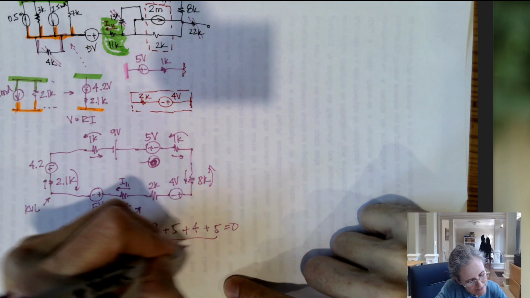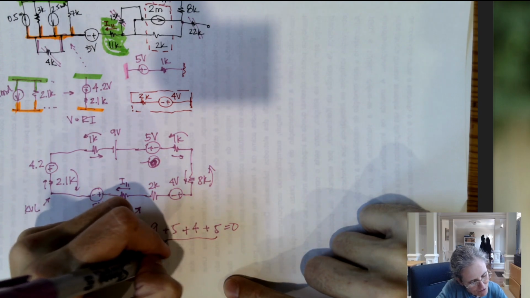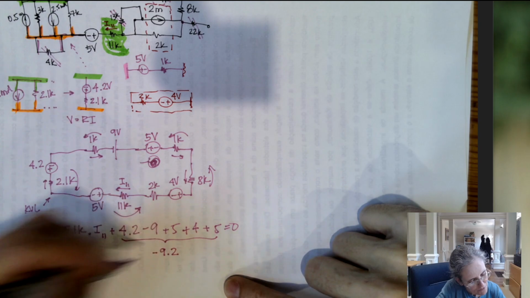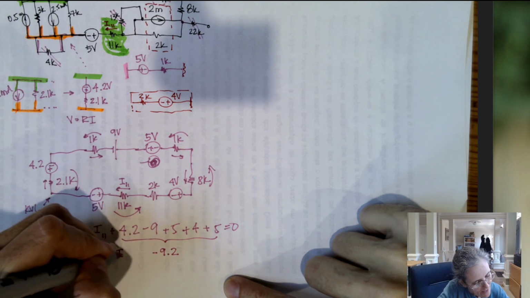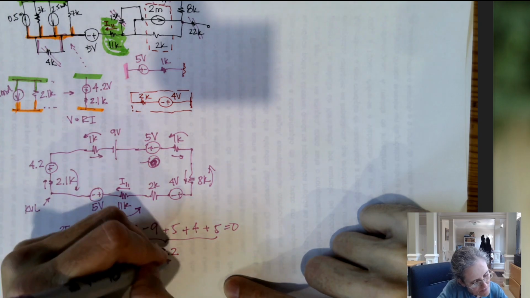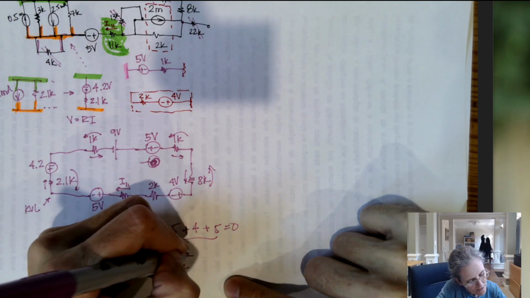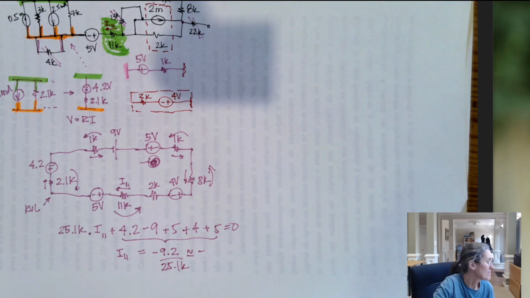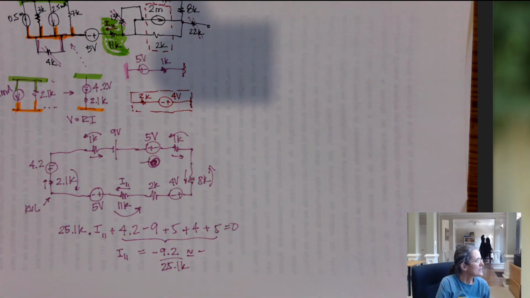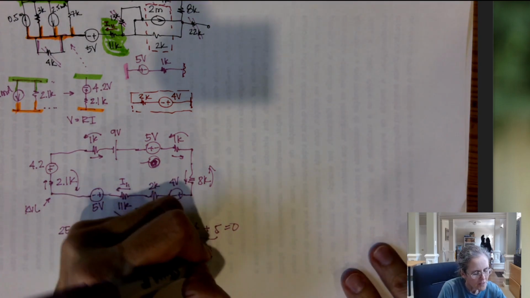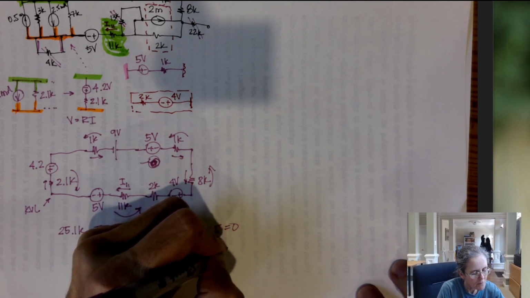This is like 9.2, but I put it on the other side of the equal sign, so it's minus. I11 will be this divided by 25.1k, which is minus 3, almost 3, maybe less than 3 milliamps.